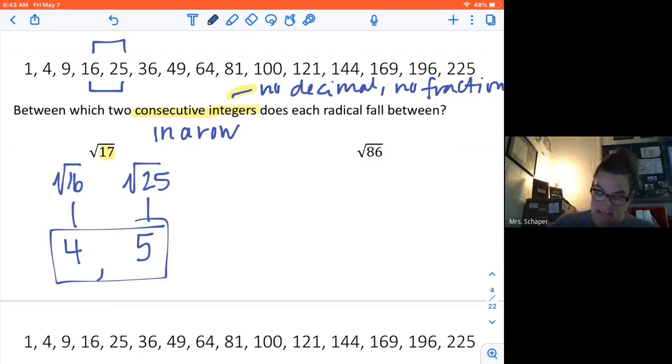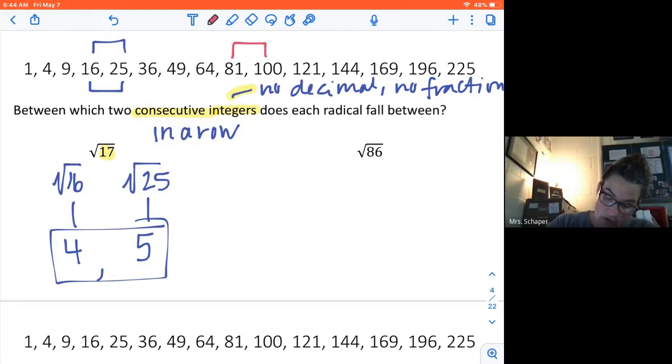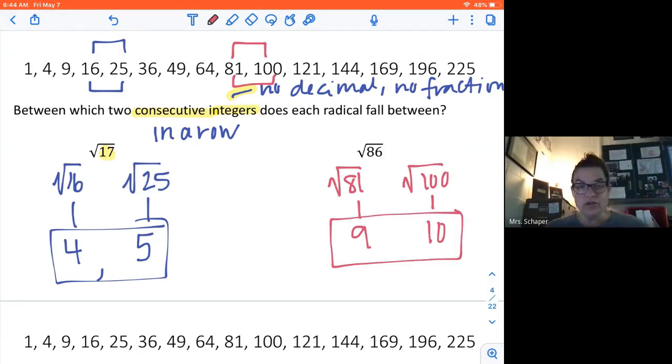Okay, let's look at 86. 86 is going to fall between 81 and 100. So the square root of 86 is going to fall between the square root of 81 and the square root of 100. The square root of 81 is 9, and the square root of 100 is 10. So the two consecutive integers it falls between are 9 and 10.